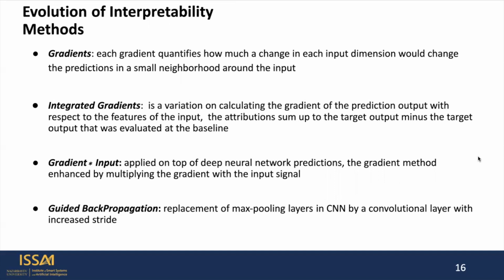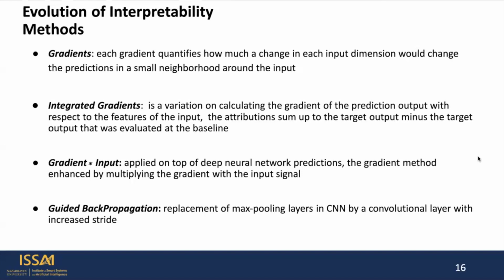Integrated gradients and the gradient times input method are variations of the gradient method. In the integrated gradients method, we also look at how the prediction output changes with respect to features of the input. And in relation with the output, we look at the difference between the attributes that sum up to the target and the target itself.